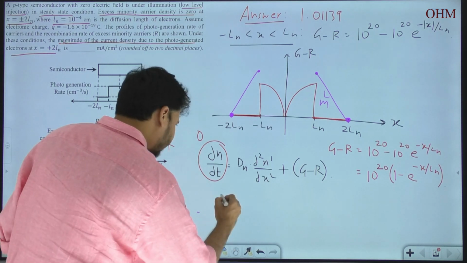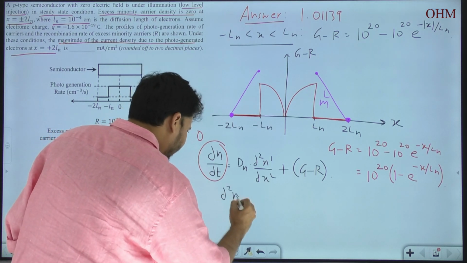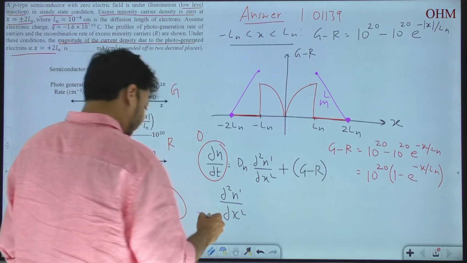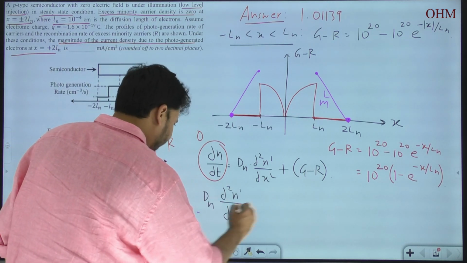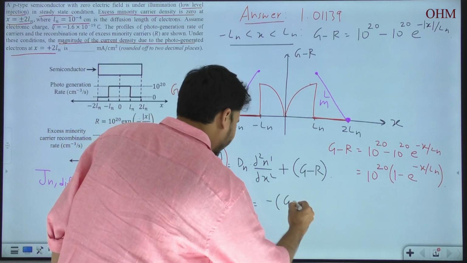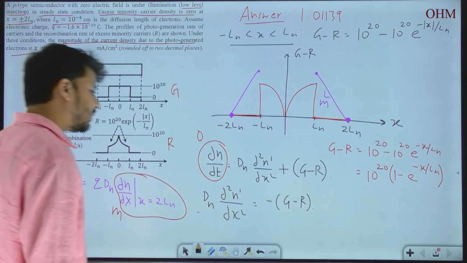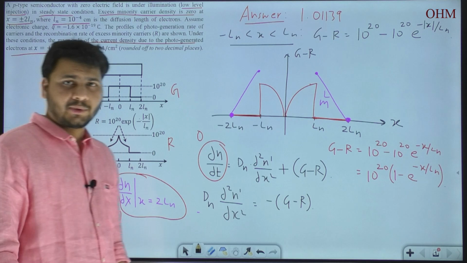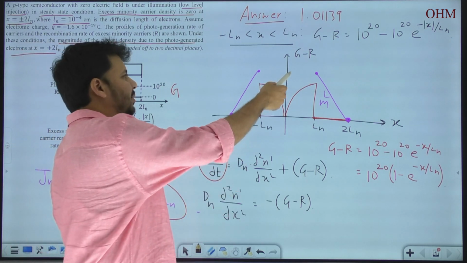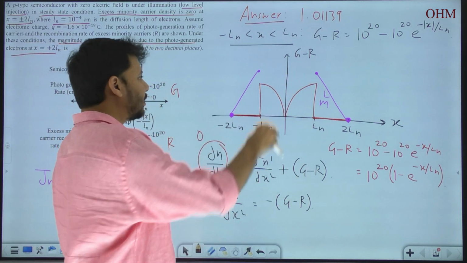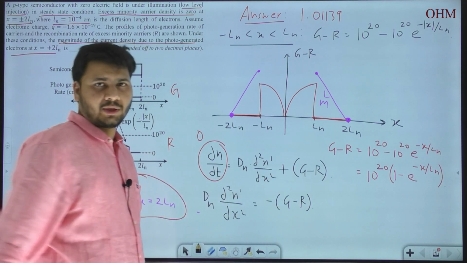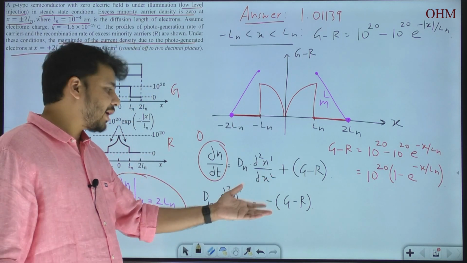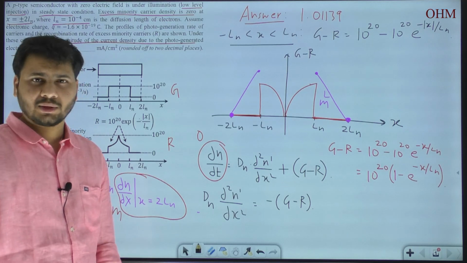So if this is 0, it means Dn times dou square n prime by dou x square will be equal to minus of G minus R. Already the red graph shows how G minus R varies with distance. If you know how G minus R varies with distance, you just have to invert this graph about the x-axis to plot minus of G minus R versus distance.